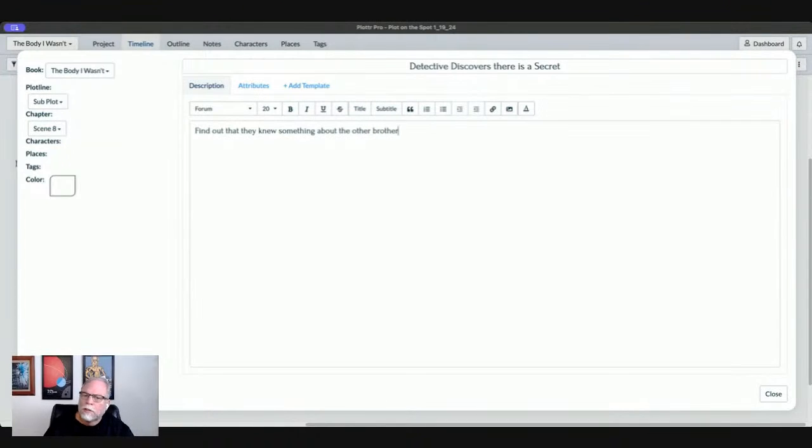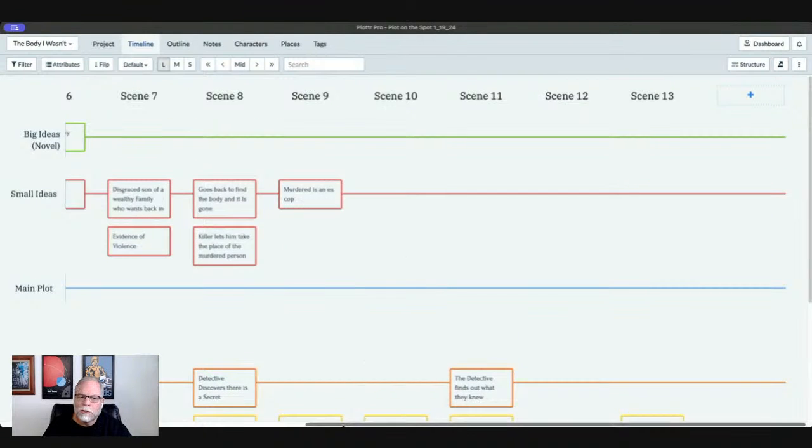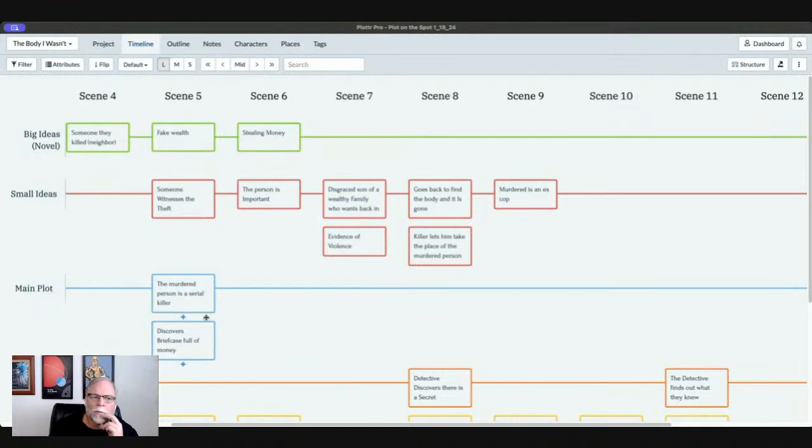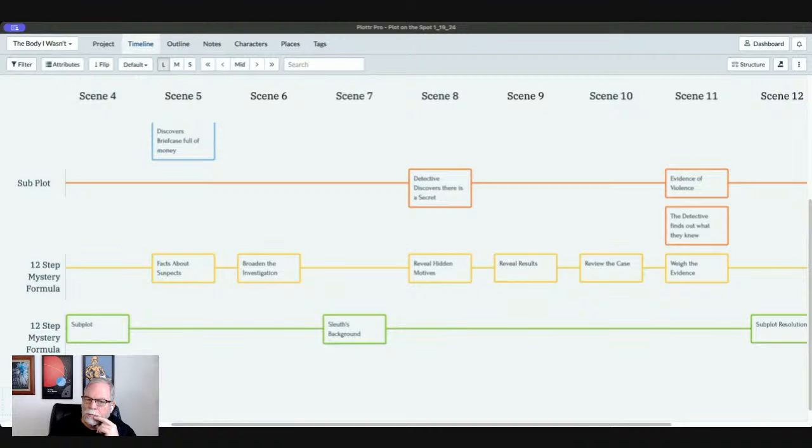Now, what we can do for this, you see, as we're starting to put things together, we're coming up with new ideas. But we can go back up to these original ideas up here and find out, is there a way that someone could have found this out? Because this is an interesting thing. Perhaps there was evidence of violence at the house, and that's how the detective found out what they knew. There was some kind of weird evidence. What do you guys think? Is that a potential idea? That's one of our old ideas, but we can pull that forward maybe.